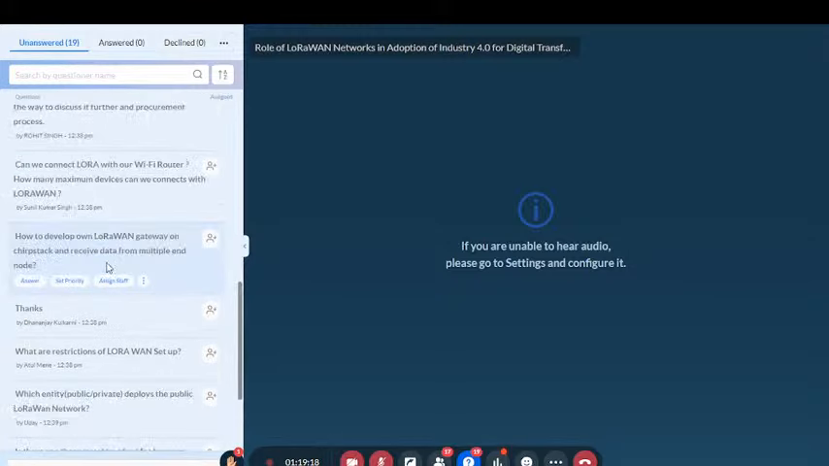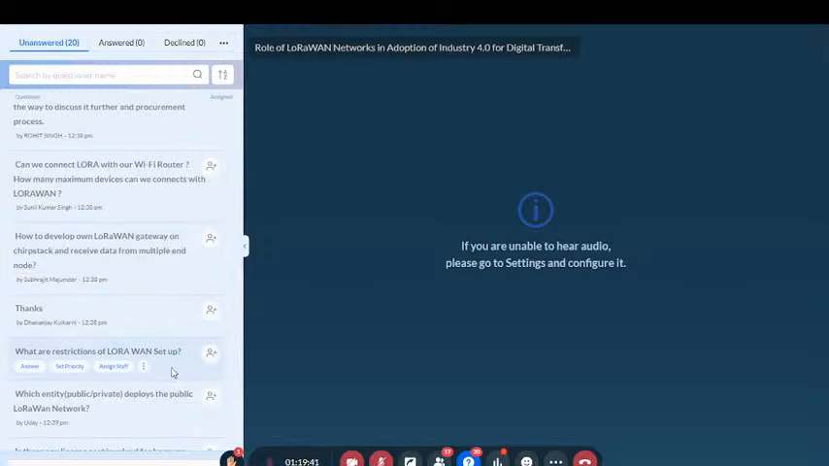And after connecting the LoRaWAN gateway, you have to individually register your nodes. So you have to make an application first, and then in the application you can register your end nodes. So what are the restrictions of a LoRaWAN setup?